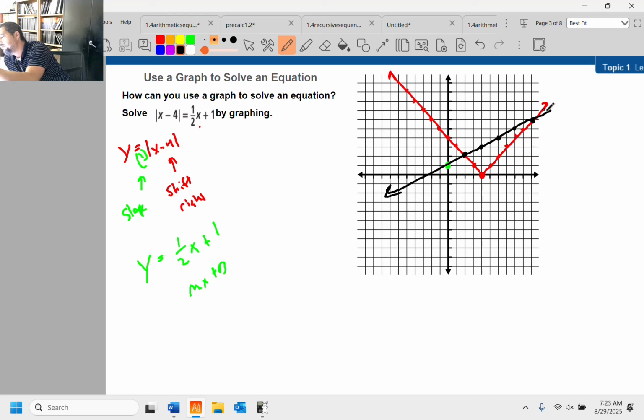And this one has 2 solutions. This has a solution at x equals 2, and at x equals 10. 2 answers.